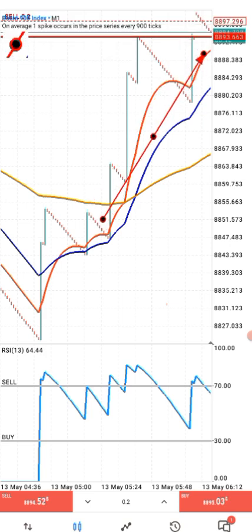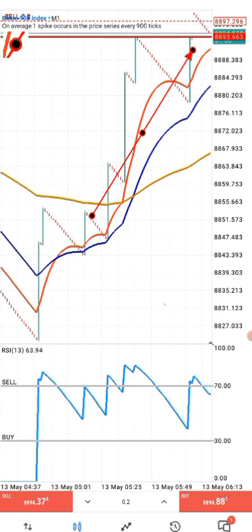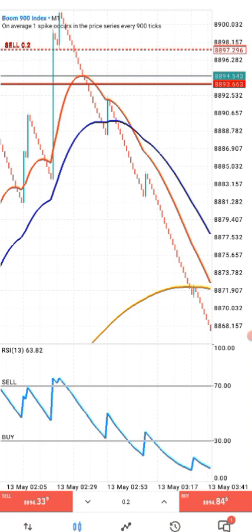Look at it. Now it's going to close up. Once it closes up, we are going to close our trade. At this place now, it has even touched the wick of this particular candlestick, so we can decide to close.